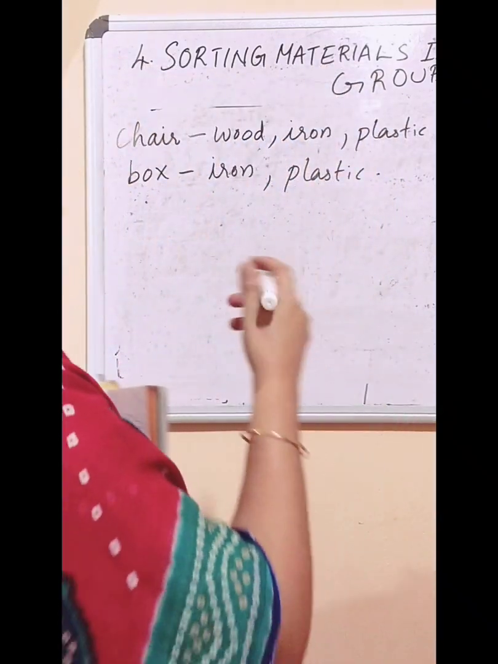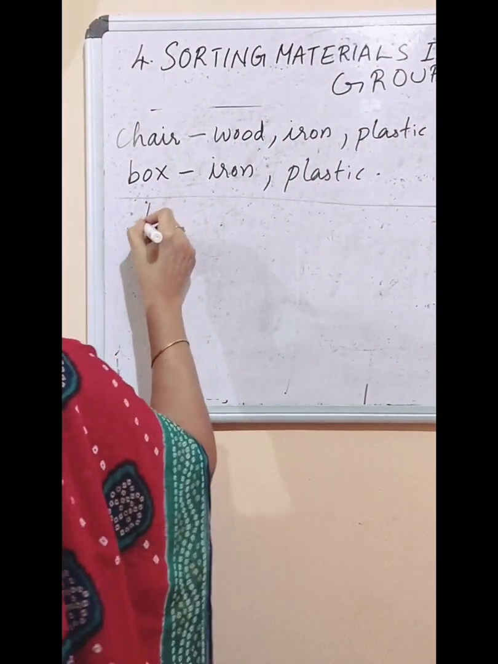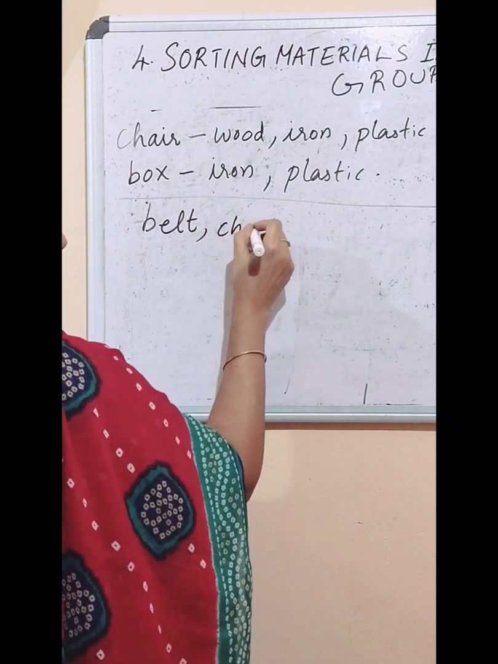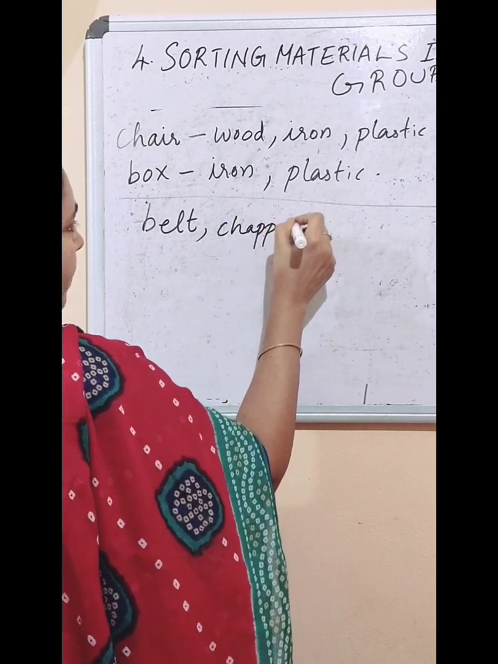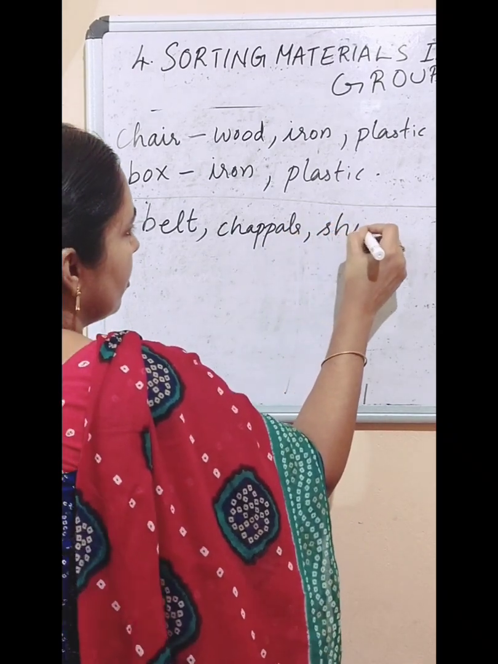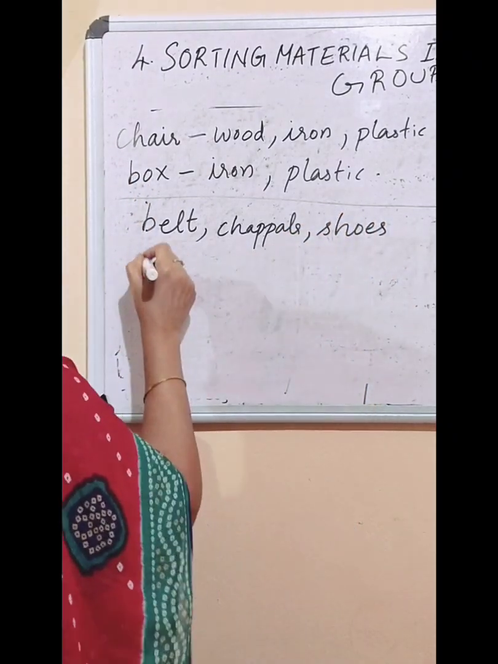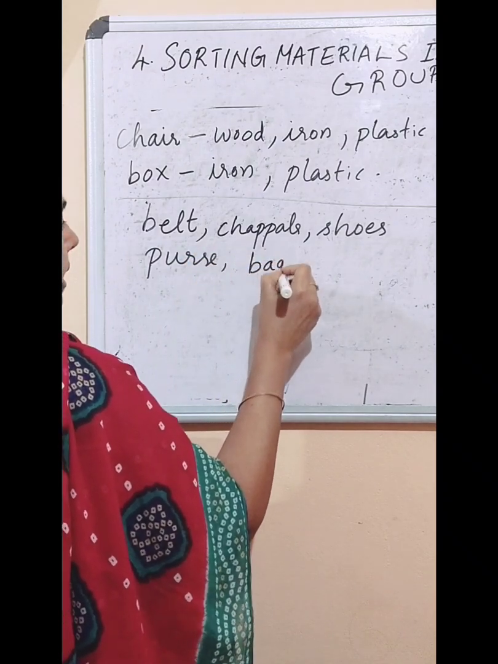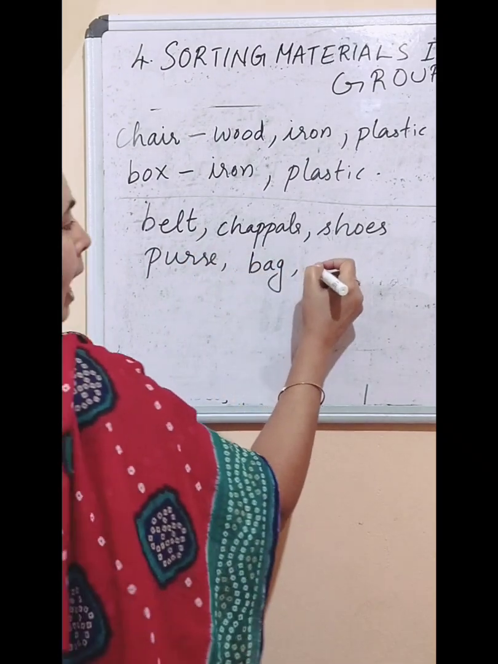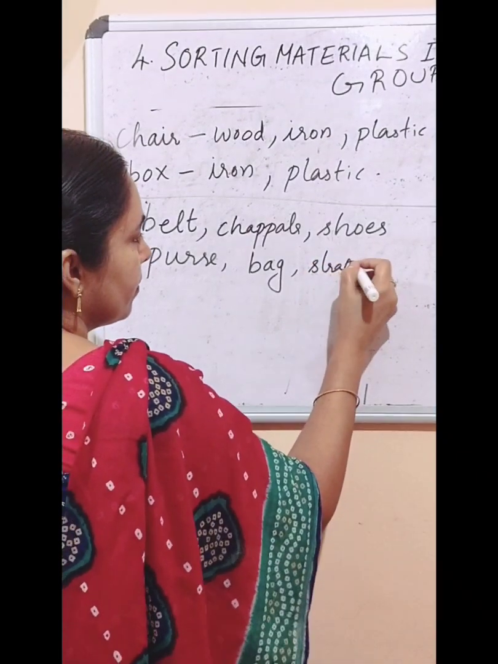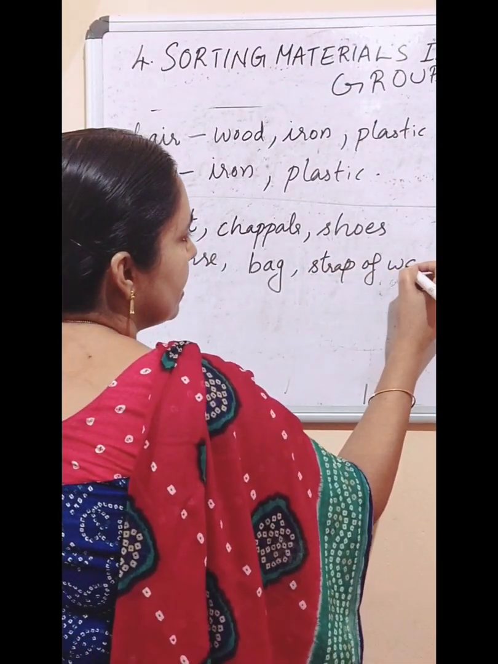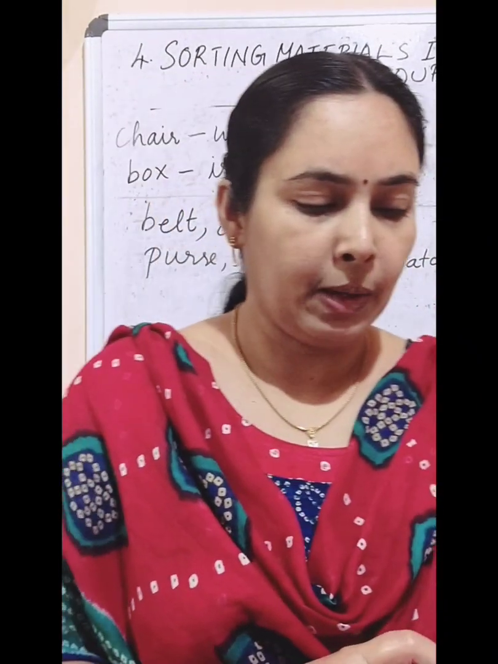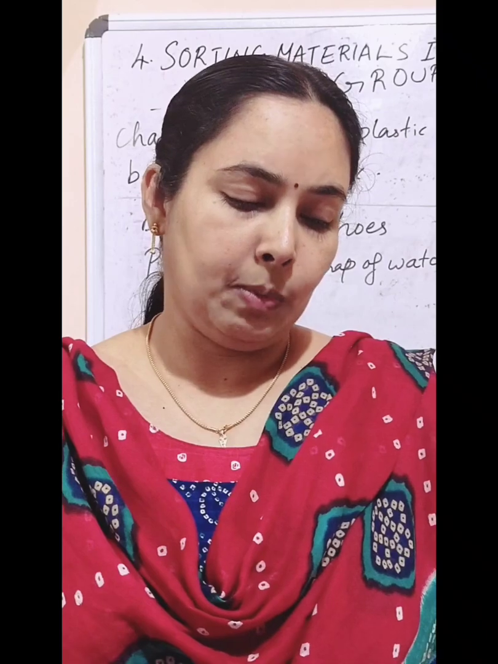We know some belts are made of leather. Then chappals are made of leather. Shoes, you can see leather shoes. Then purse is there. Bag is there. Then the strap of a watch. So many things are made of leather. So you can fill that. There is space in your textbook. You fill that space. Okay.